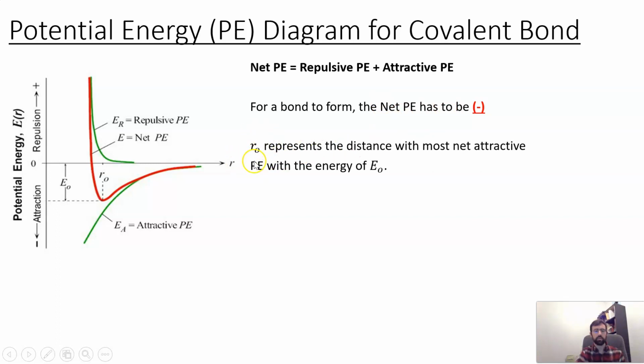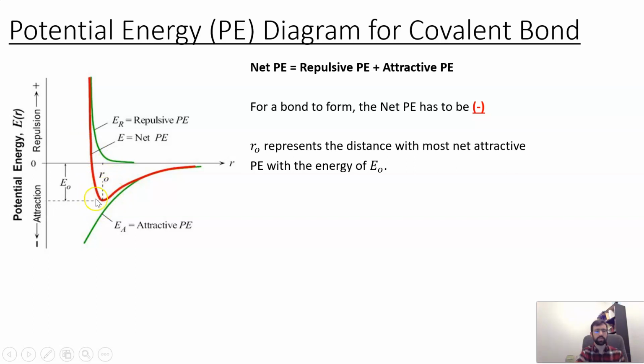R sub 0, or you could say R naught, so we're looking at this point right here on the x-axis. That radius, that distance, represents the distance with the most net attractive potential energy, with energy of E naught. So it's the most attractive potential energy. In other words, the lowest overall potential energy, the most negative potential energy.